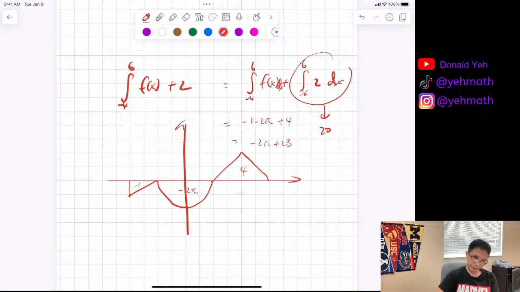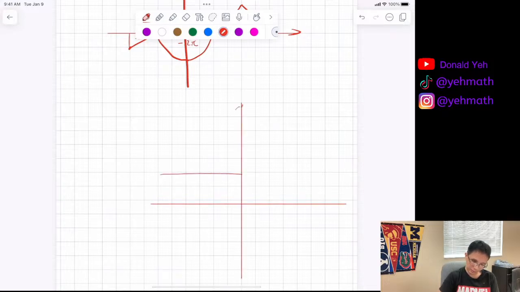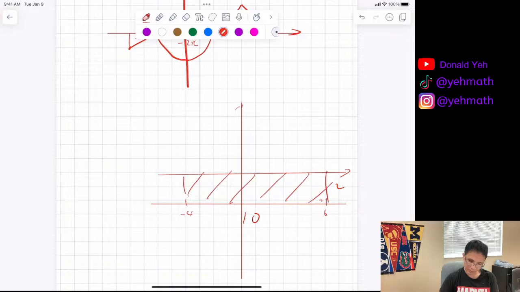So if you have a function of 2, that means you have a horizontal line at 2. So it's going to be like this, from -4 to 6. So this is width 10, this is 2. So it's 20. That's from the previous lesson when we talked about lines and absolute value. Got it?